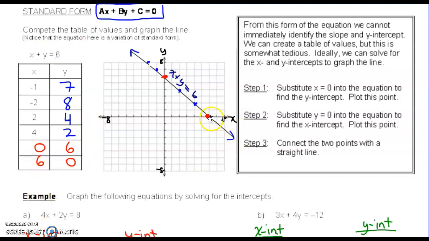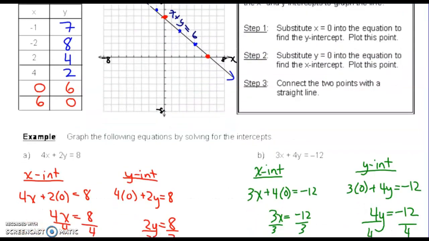And I plot that point. And look at what happens. When I connect my 2 red points, it's the exact same line as when I connected my 4 blue points. Only it's a lot easier to solve for the intercepts than it is to create the full table of values. So that's what we're going to focus on today, graphing lines by solving for the x and y intercepts.